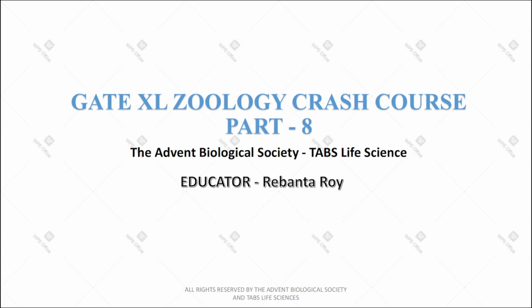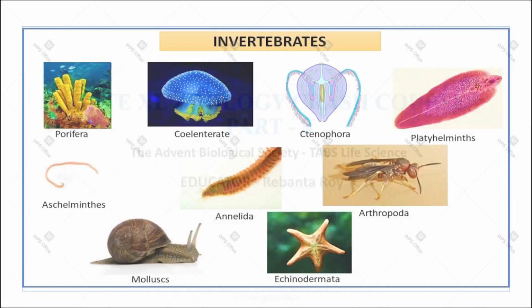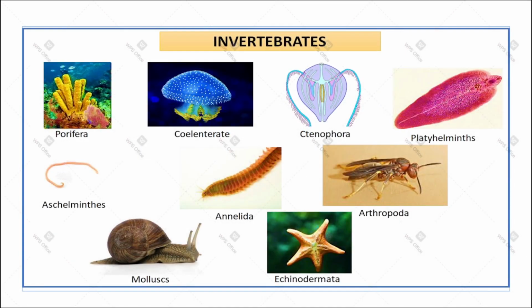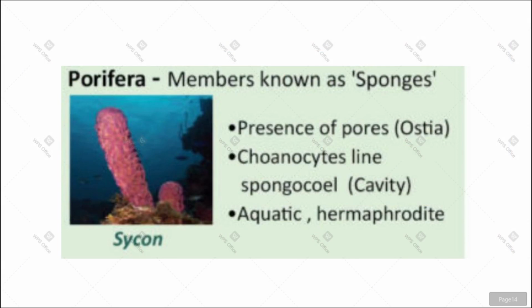So let's begin with our second session, that is the GATE Zoology Crash Course Part A. This is also presented to you by the Advent Biological Society. Invertebrates comprise Porifera, Coelenterata, Ctenophora, Platyhelminthes, Aschelminthes, Annelida, Arthropoda, Mollusca and Echinodermata. So these are basically the 9 major phyla of the invertebrates. So let's just move on one by one.